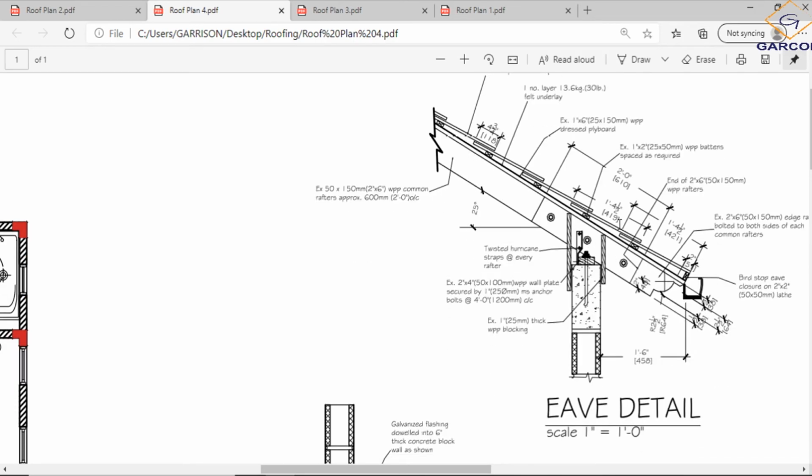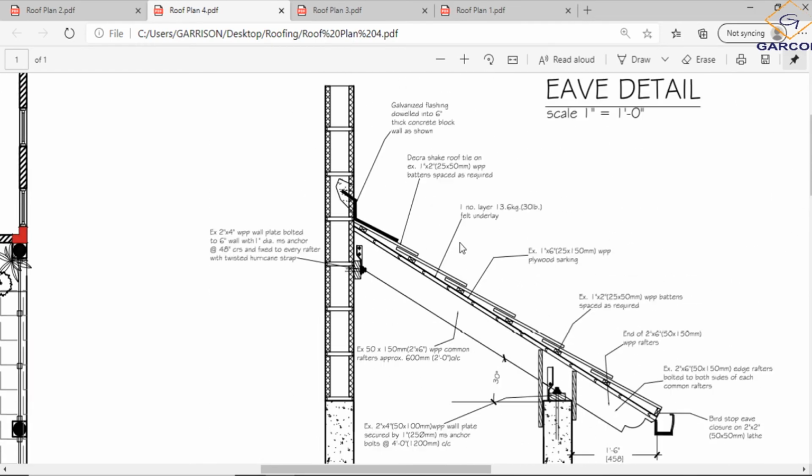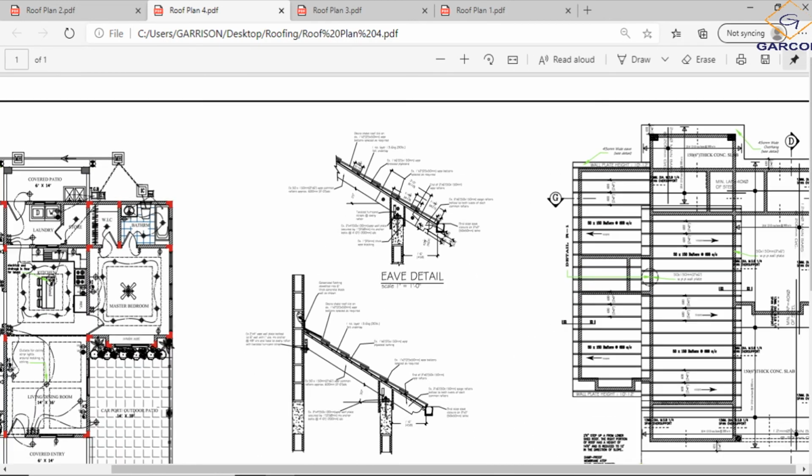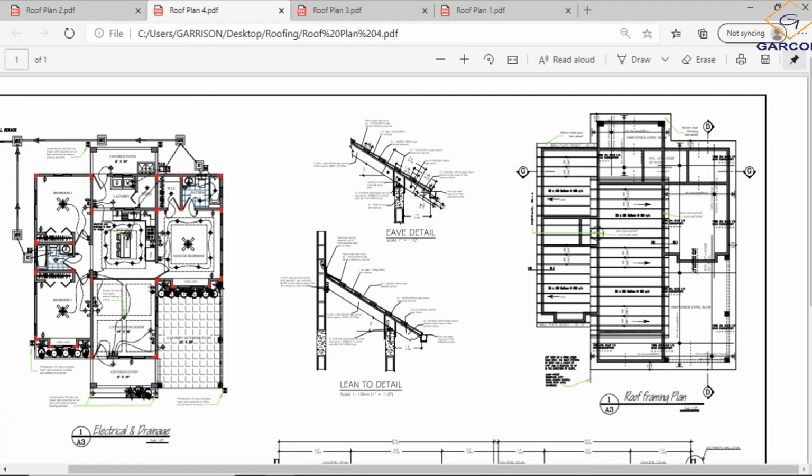Eave. Alright. The type of roof on the building, you know.